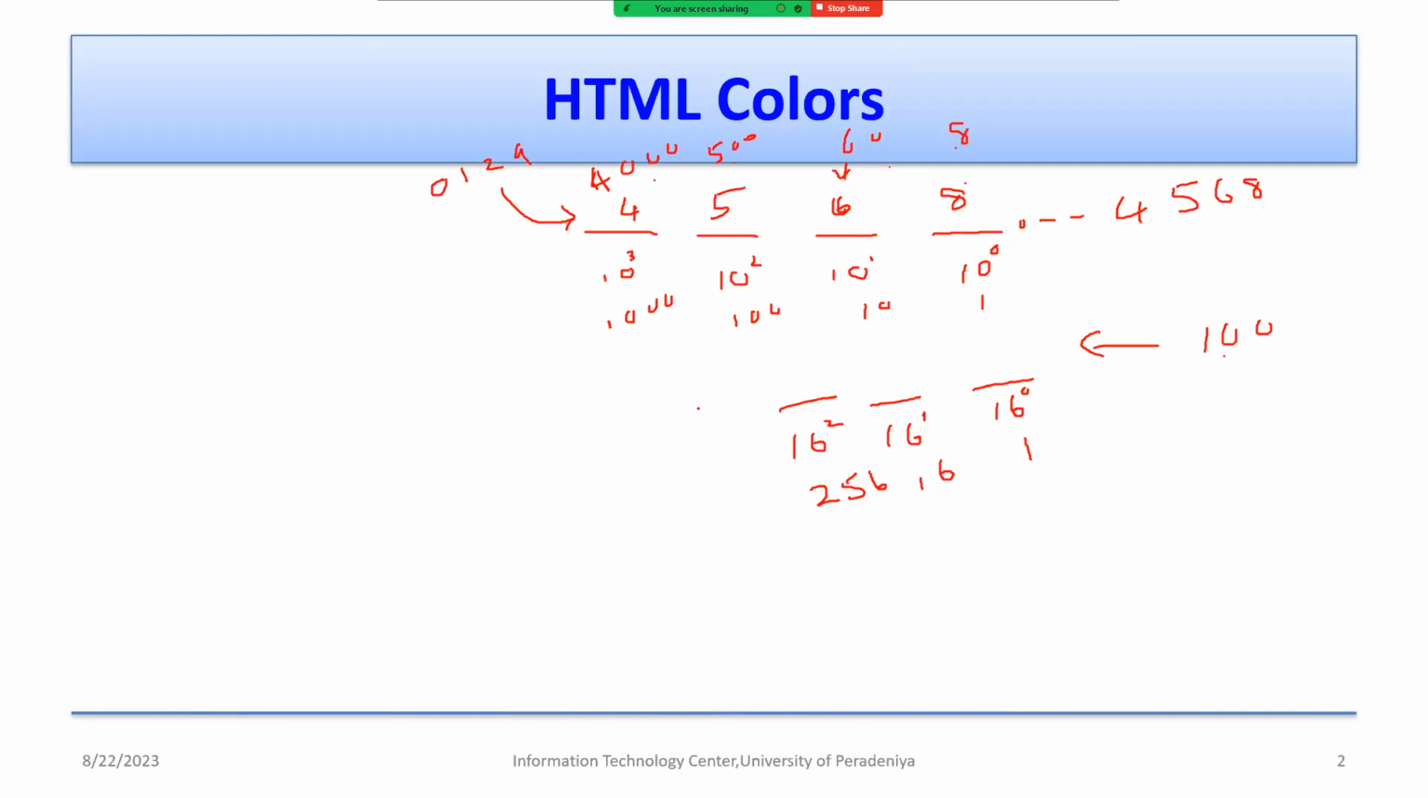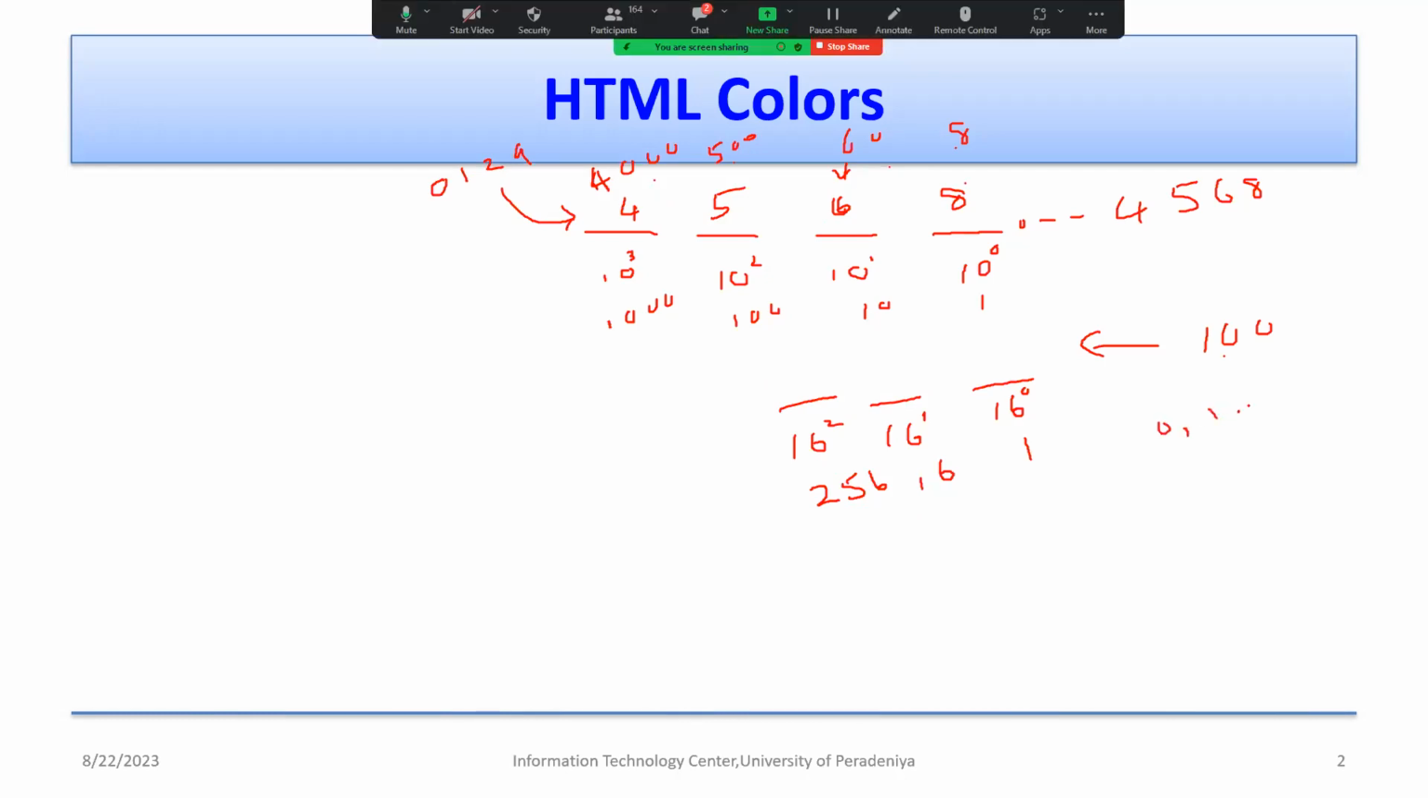0 to 9 and A, B, C, D. Yeah, 0 to 9, that is usual, right? And then 10 is represented by A. 11 is represented by B. 12 is represented by C. 13 is represented by D. Right? 14 is represented by E. 15 is represented by F. Right? So these are the digits, or the symbols, that we can use in the hexadecimal number system.